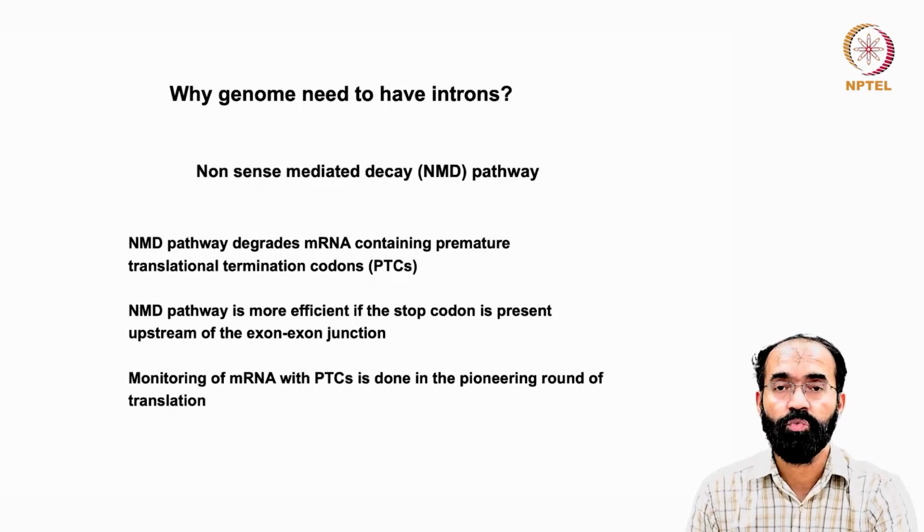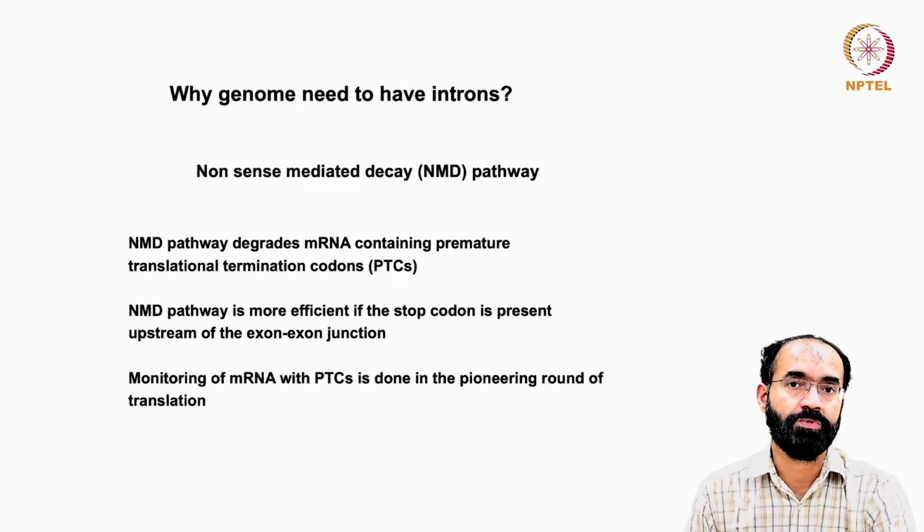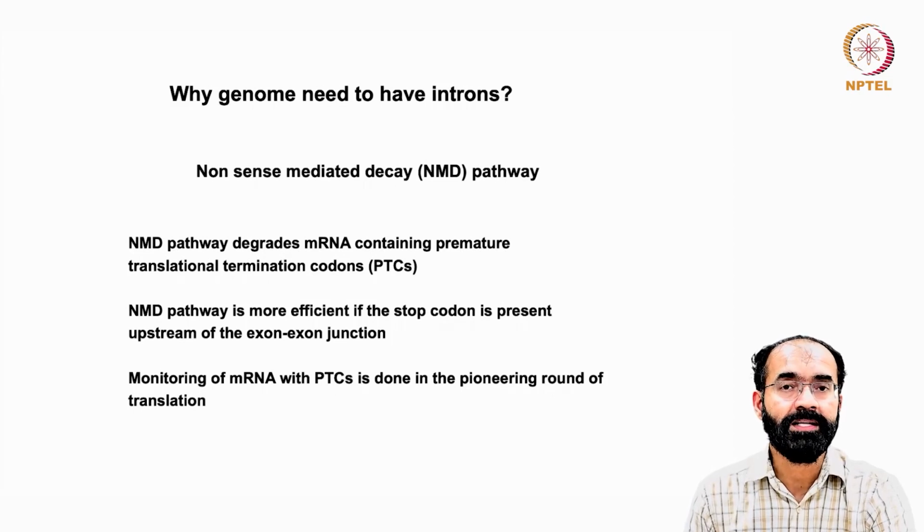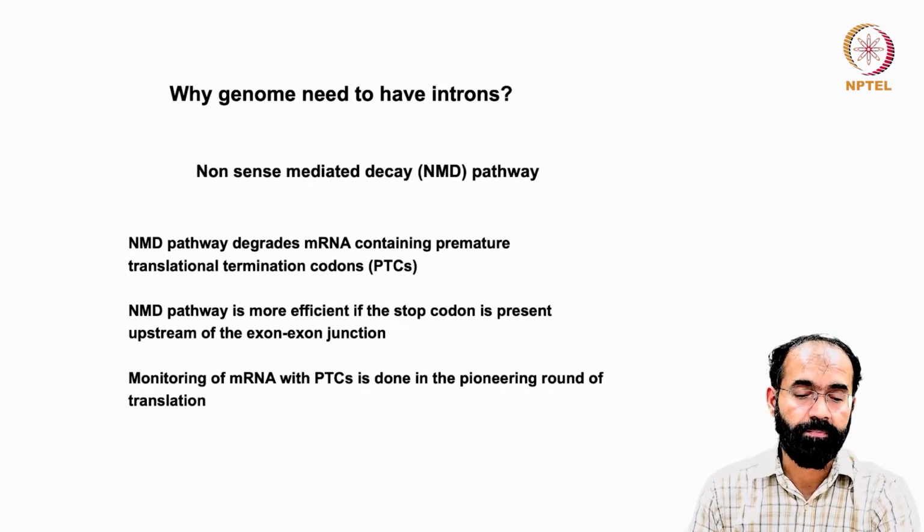Now the question is, who will tell which is mature or premature? This is what you should keep in mind. If there is a premature stop codon, then that RNA should be marked for degradation. Otherwise, what will happen? It will keep on producing an incomplete protein which is useless to the cell. So this RNA itself should be degraded. That is how it should work. But how is it doing that?